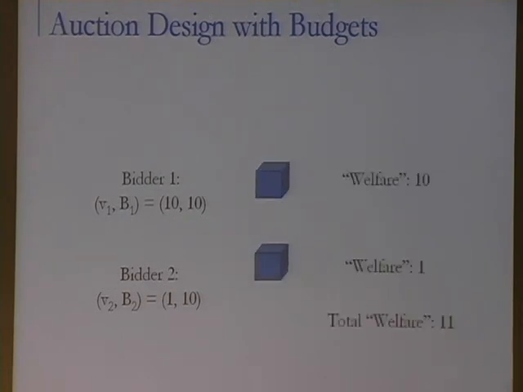This gives you a total welfare of $11. The sum of the valuations of the bidders for this allocation is $11. I haven't told you how VCG computes the prices, but if you were to compute the prices, you would see that the payment of bidder 1 is $1 and bidder 2 is $0. And thus the utility of bidder 1 in this scenario is $9.